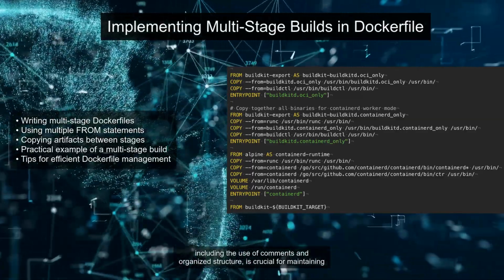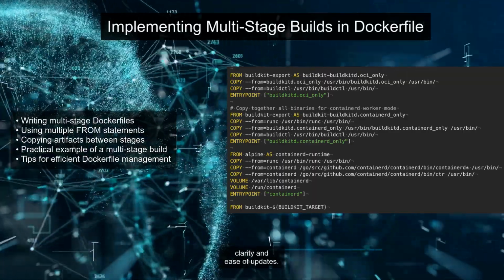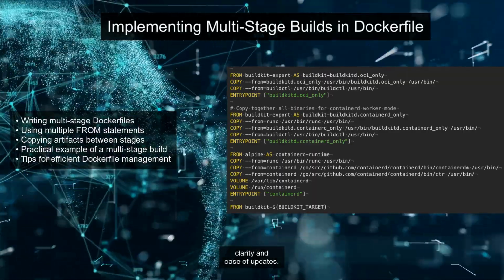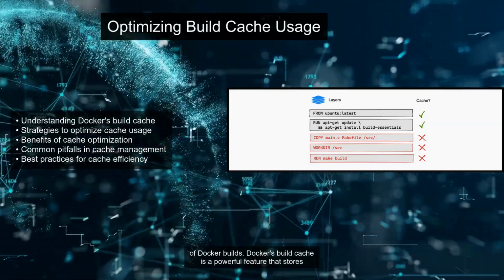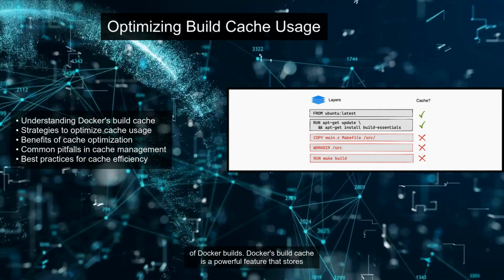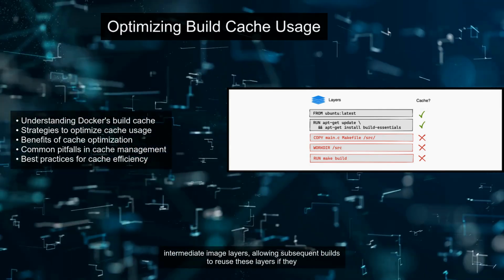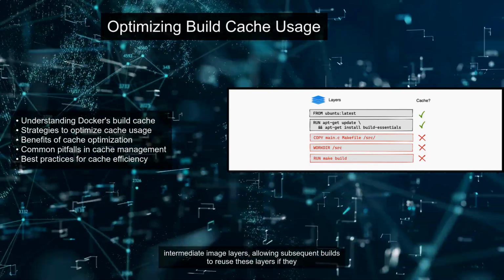Efficient management of Dockerfiles, including the use of comments and organized structure, is crucial for maintaining clarity and ease of updates. Optimizing build cache usage is a crucial aspect of enhancing the efficiency of Docker builds. Docker's build cache is a powerful feature that stores intermediate image layers, allowing subsequent builds to reuse these layers if they haven't changed.